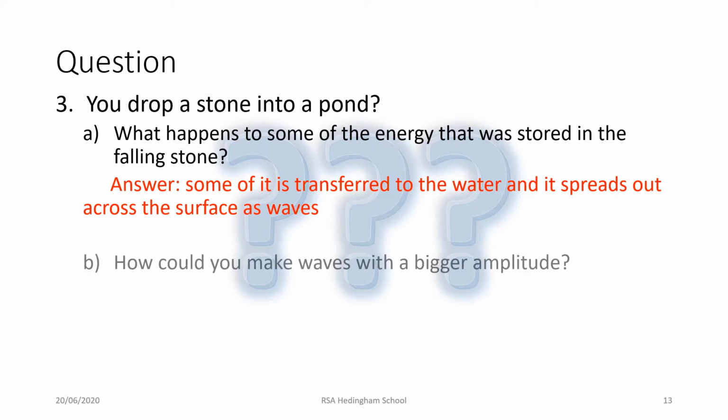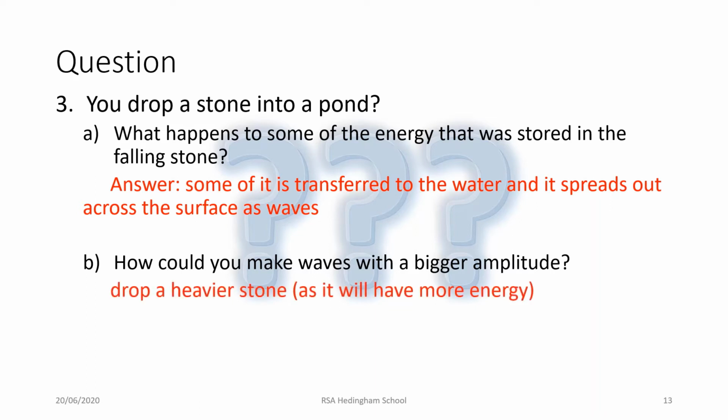Secondly, how could you make a wave with a bigger amplitude in the pond? I hope that's fairly easy. You just drop a bigger stone, a heavier stone into it. It will have more energy and therefore more energy will be transferred to the water.